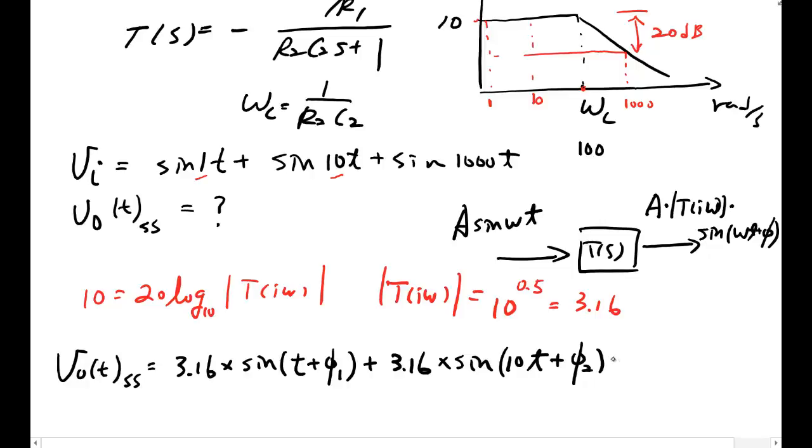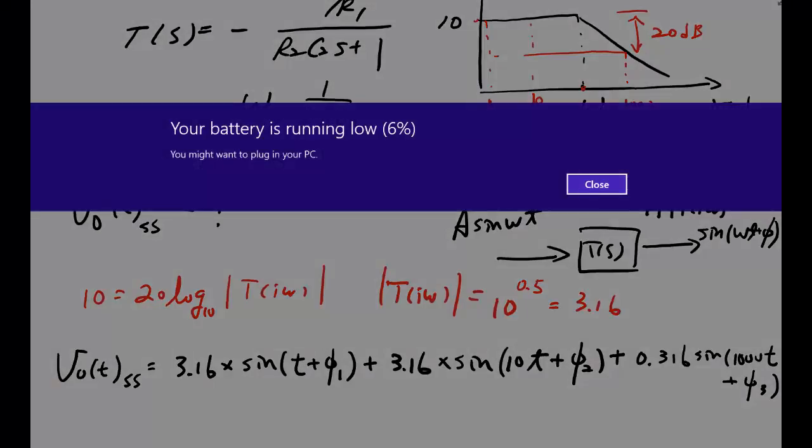Now at 1000, meaning from this 100 or 10 or 1 radian, the drop is 20 dB. 20 dB in linear scale should be 1/10, so your drop becomes 0.316 sine 1000t plus a phase. This is the low pass filter.